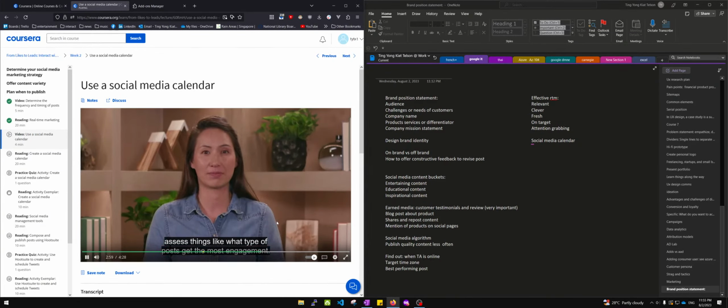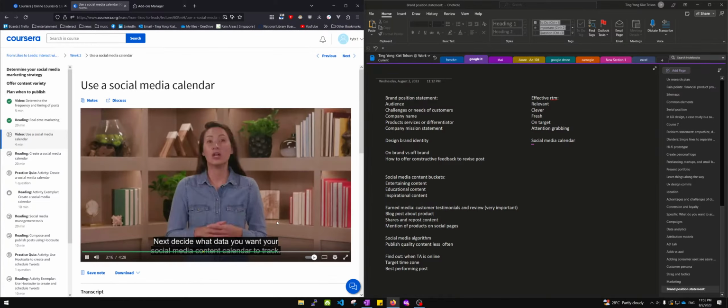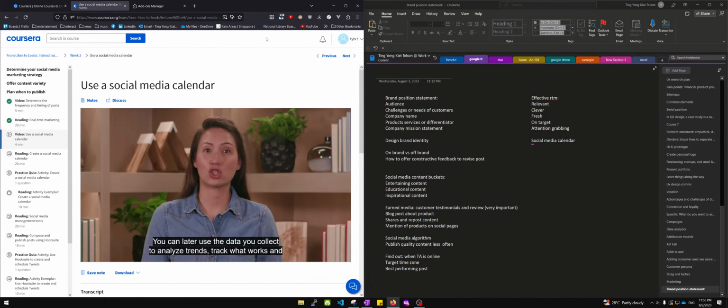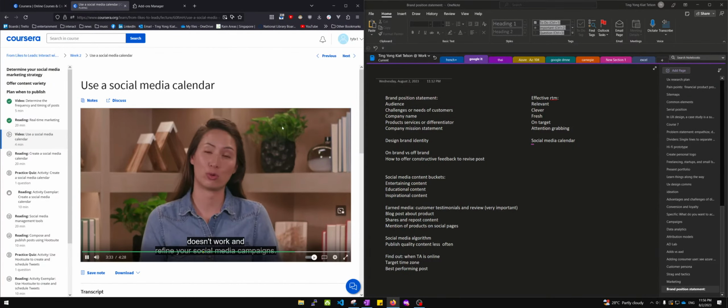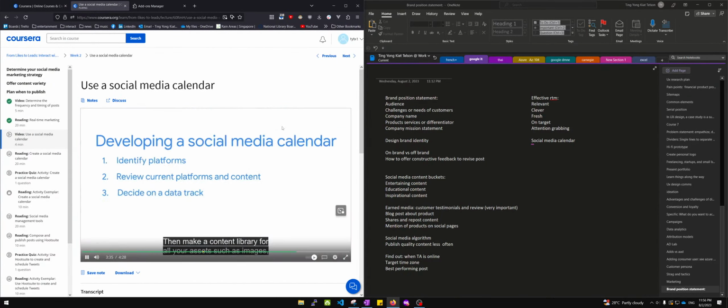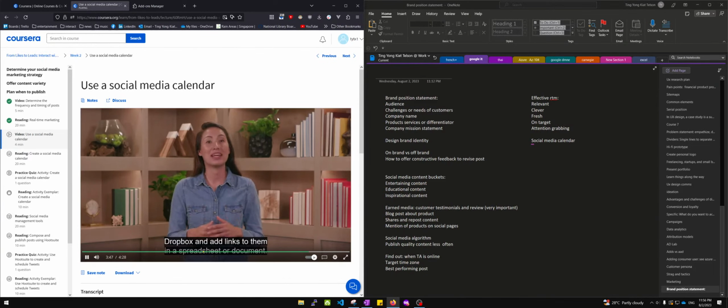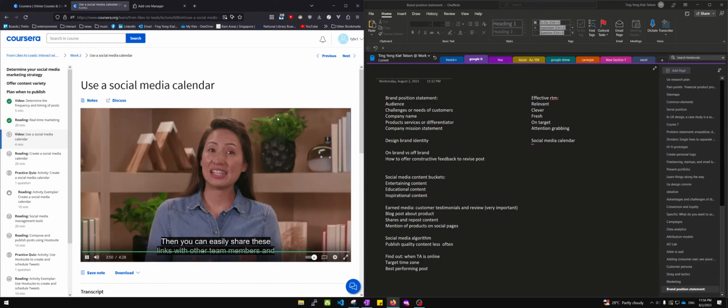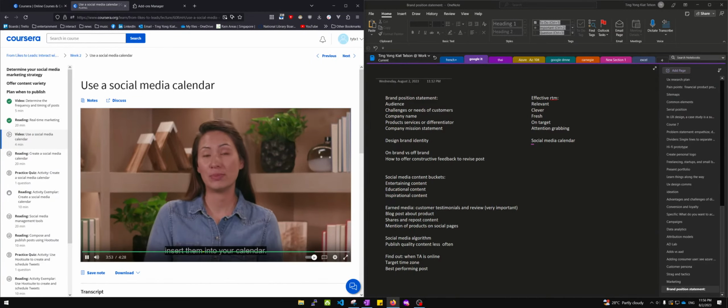Next, decide what data you want your social media content calendar to track. Social media calendars can be used to keep track of information like platforms, dates, times, text, visual assets, and links to published posts. You can later use the data you collect to analyze trends, track what works and doesn't work, and refine your social media campaigns. Then, make a content library for all your assets such as images, videos, and audio files. You can organize your assets in a file storage system like Google Drive or Dropbox and add links to them in a spreadsheet or document. Then you can easily share these links with other team members and insert them into your calendar.